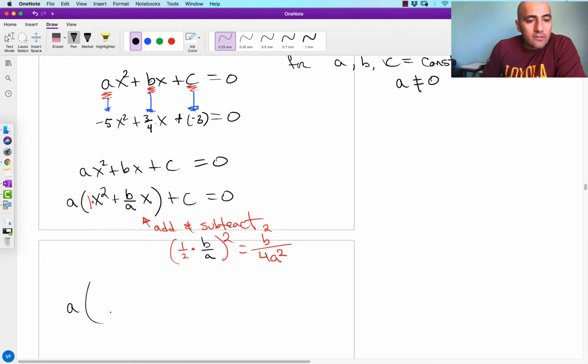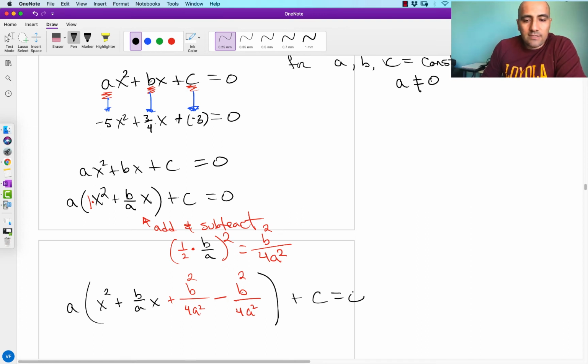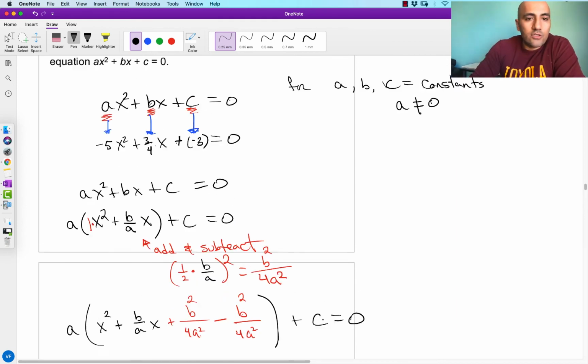So I'll have a times x squared plus b over a x, and now I'm going to add the perfect thing. That perfect thing is this b squared over 4a squared, and at the same time I have to subtract it, b squared over 4a squared, close the parentheses. I haven't really changed my equation because I'm adding and subtracting the same amount, so I can just put a plus c equals 0, and I'm good to go. So this step is equivalent to what we just did right above.